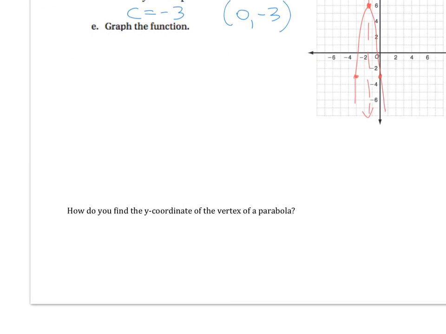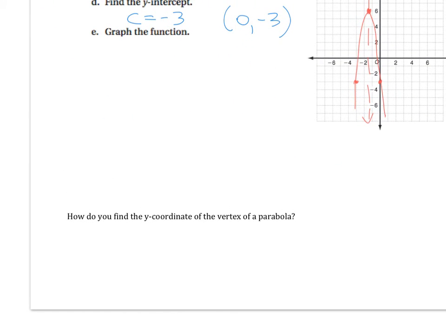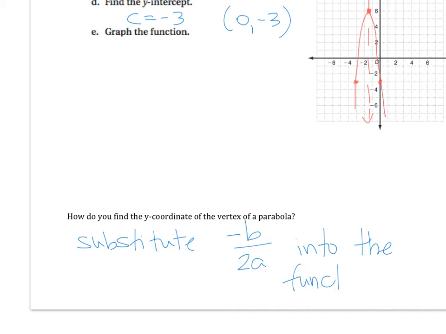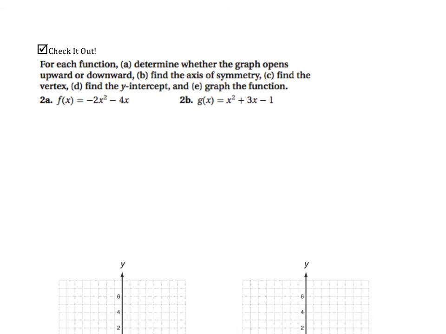Okay, how do you find the y-coordinate of the vertex of the parabola? You substitute whatever negative b over 2a is into the function. So you still have 2 more examples. I'll do the first one since I was kind of making you do the last example by yourself. I'll do this first one and then you've got the second one.